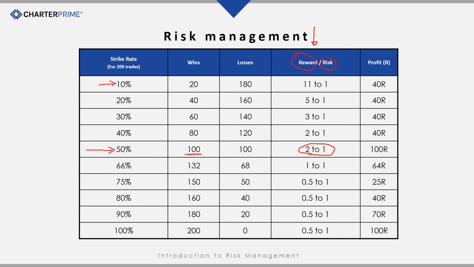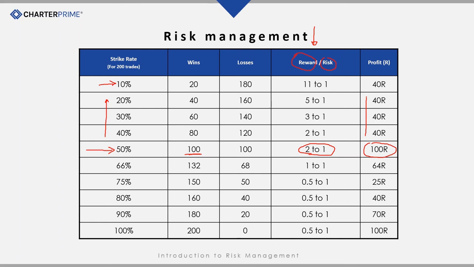two to one. And what that ends up meaning, at the end of the 200 trades, we've actually made 100 times our unit of risk. For example, 100 times the $500. So the key is a reward to risk. The important thing is here, we can have strike rates less than 50%, 40, 30, 20, 10%. But if we have the reward to risk working in our favor, we can still make money. That's what it boils down to.